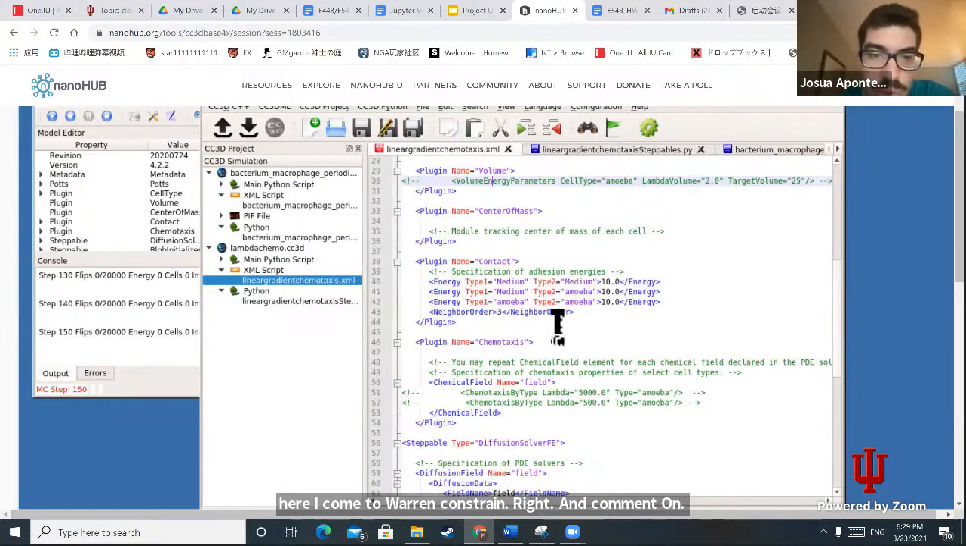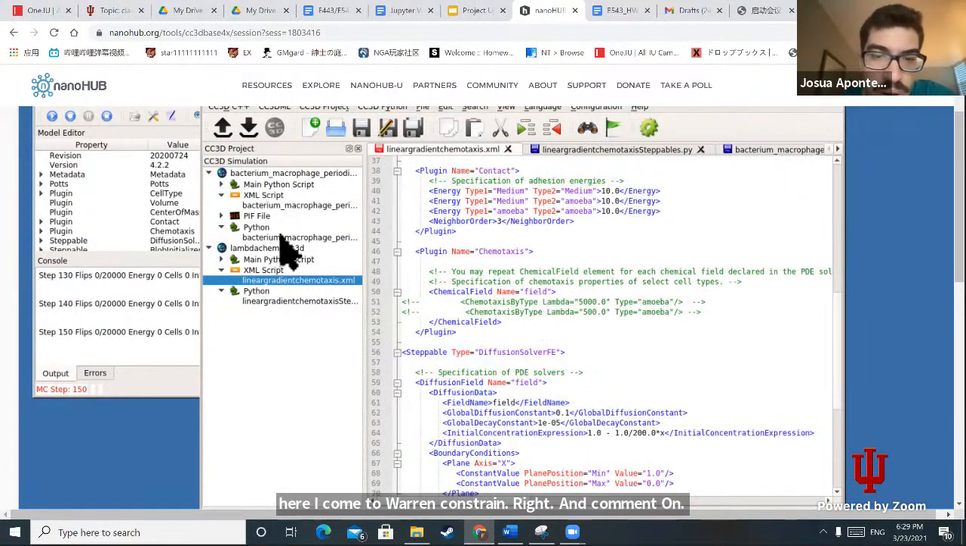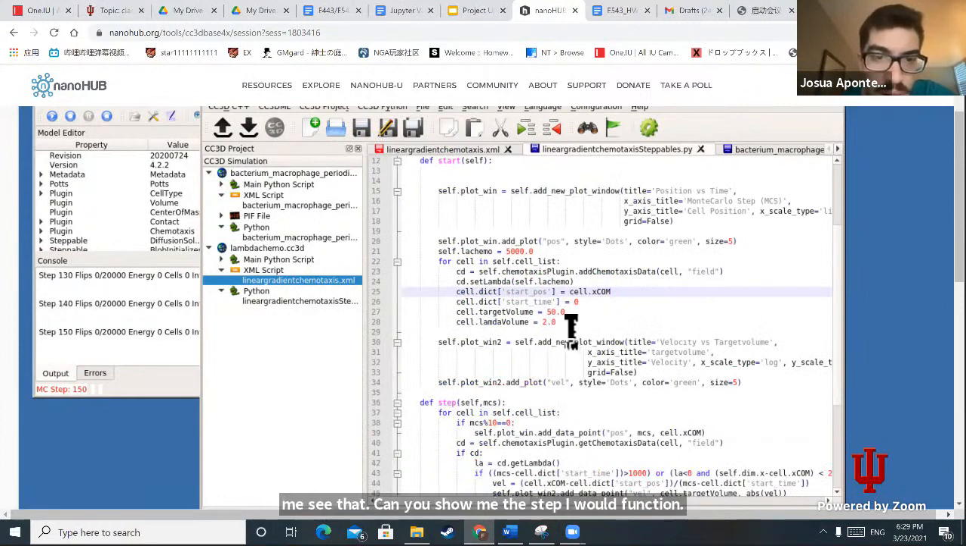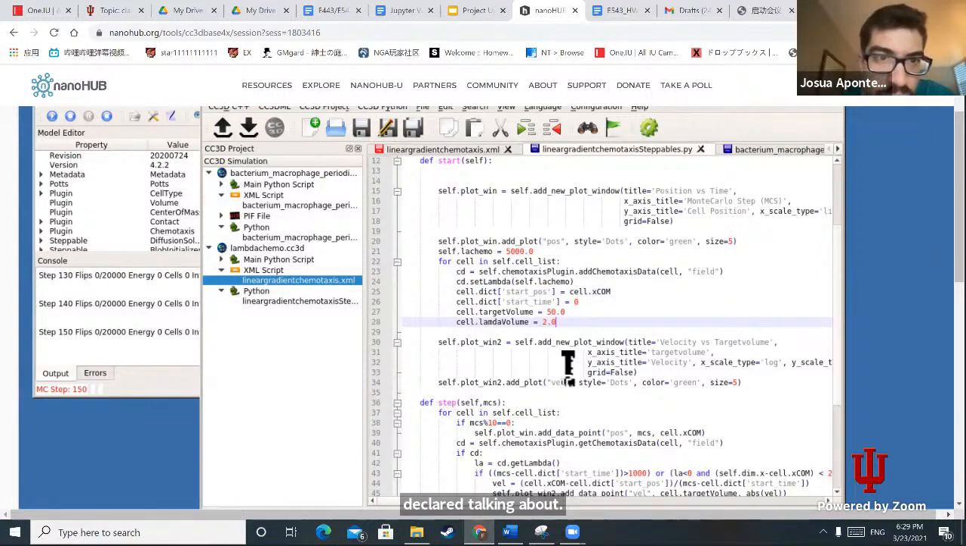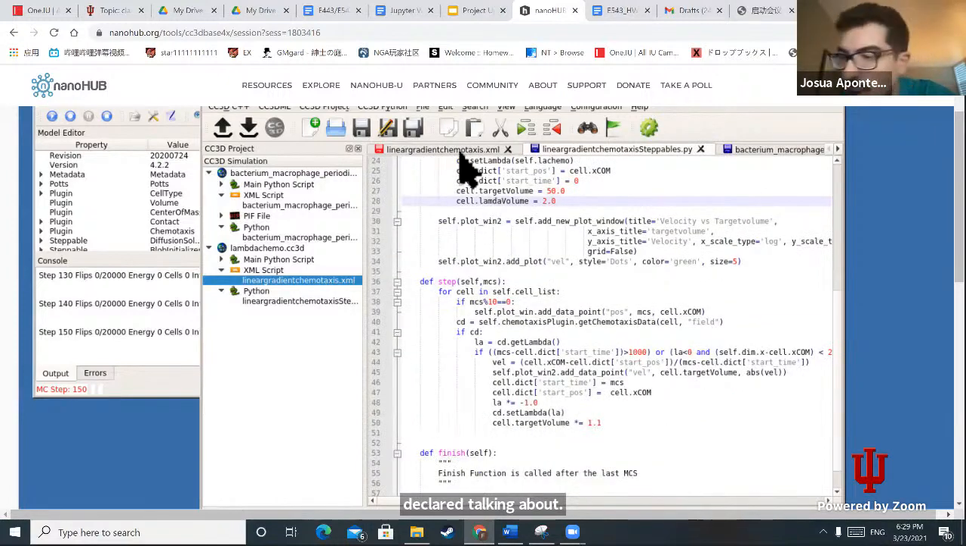Let me see, can you show me the step function? I've declared the target volume. Right, this is all fine. Can you save the XML file? Yes.